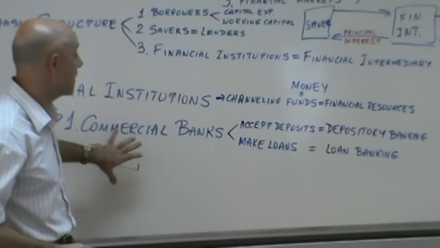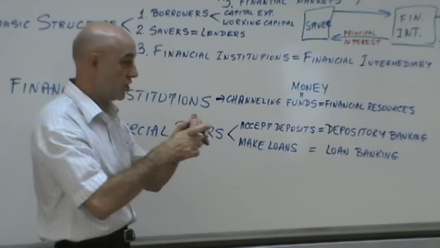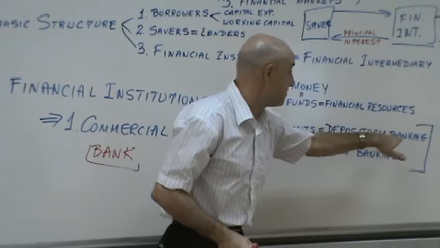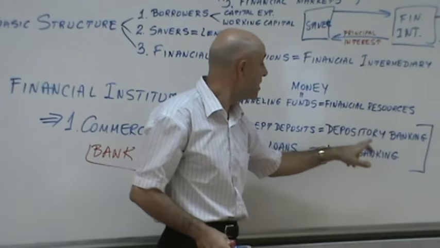Commercial bank is, now let's change the definition, which is the same definition, a financial institution engaging in depository banking and loan banking at the same time. It has to do both at the same time to be a commercial bank.